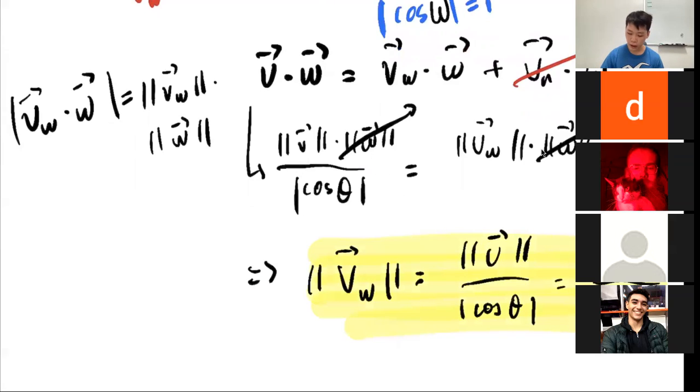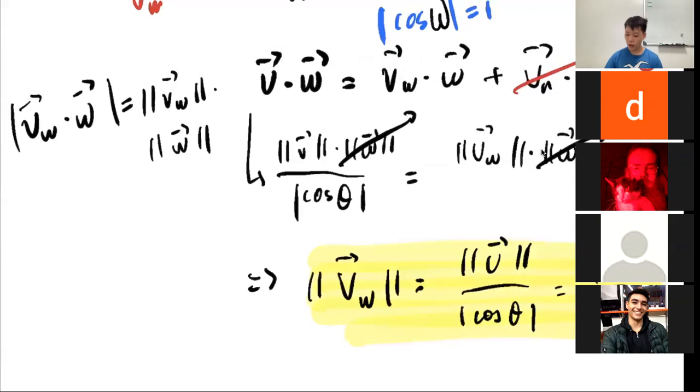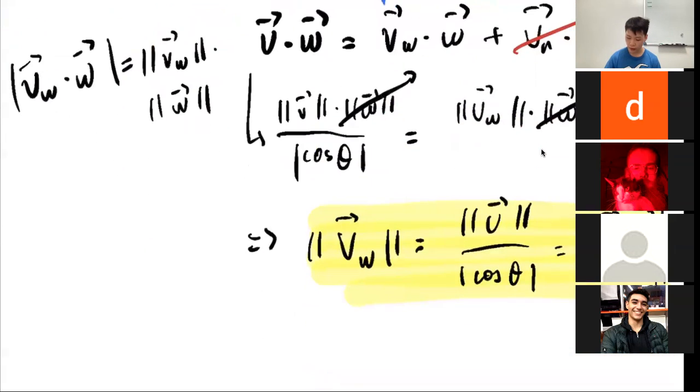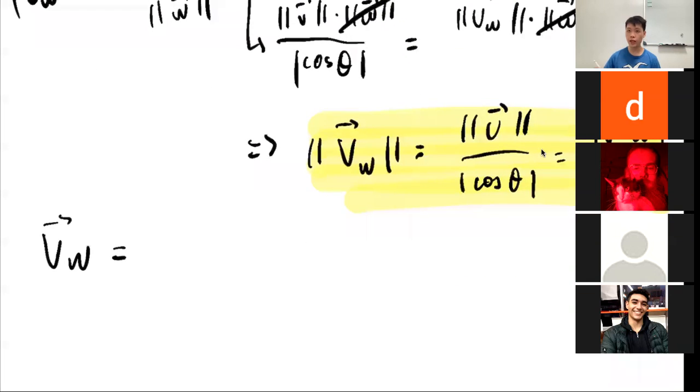Okay, so we determined the length of VW. You know the vector is determined by two characteristics: the direction and the length. We know the direction. We also know the length, because the VW, remember, lies in the same direction as the vector W. So what that means is that VW is just a scalar multiple of the vector W.